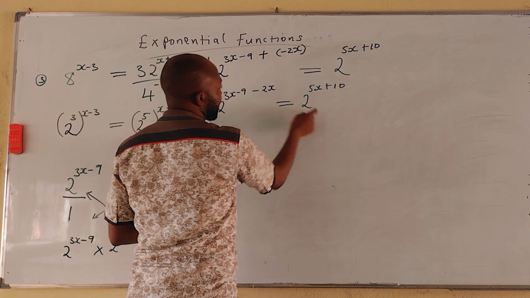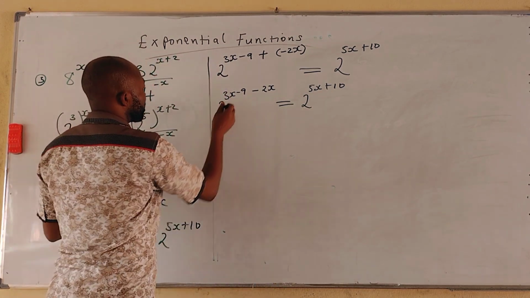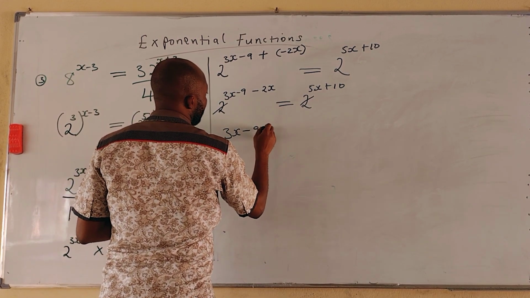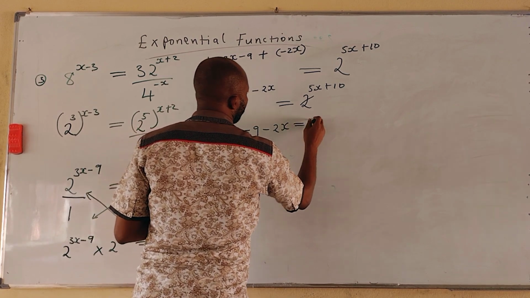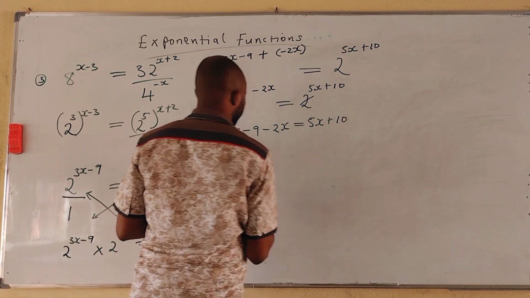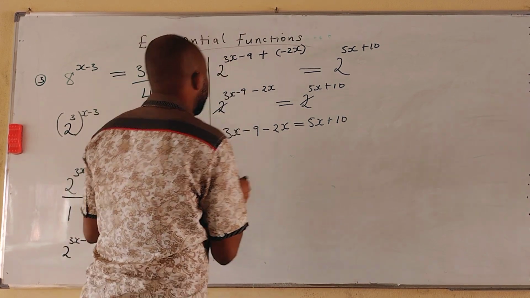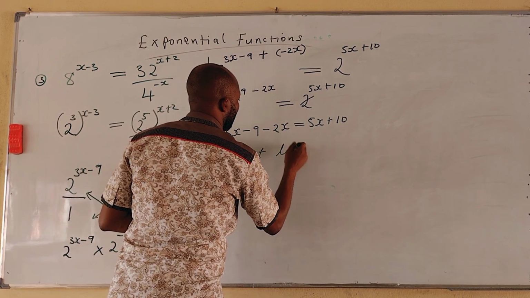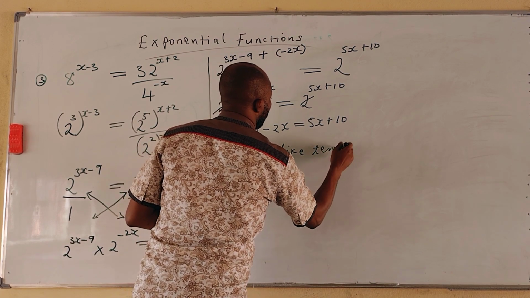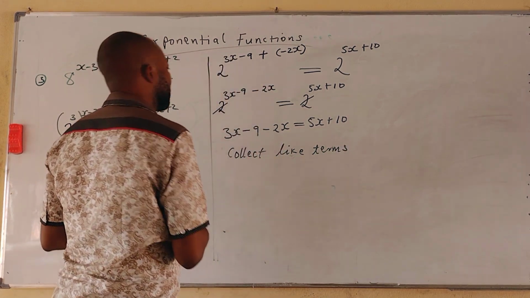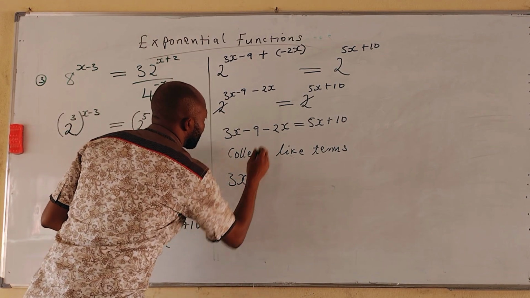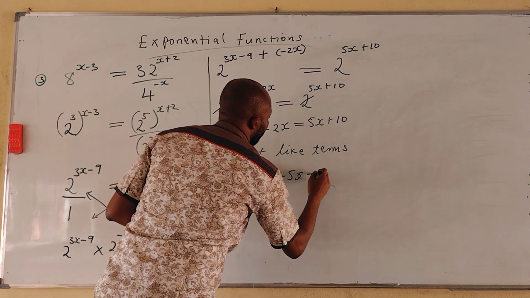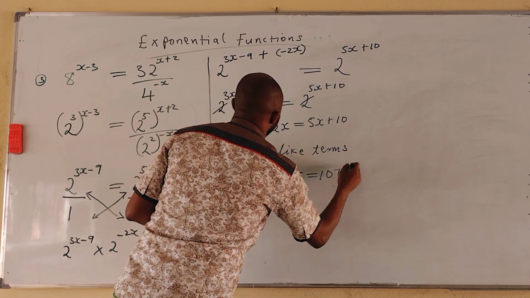Now, the bases are the same. I cancel out. So this will cancel this. I have now 3x minus 9 minus 2x equals 5x plus 10. Collect like terms. This is 3x minus 2x minus 5x equals 10 plus 9.